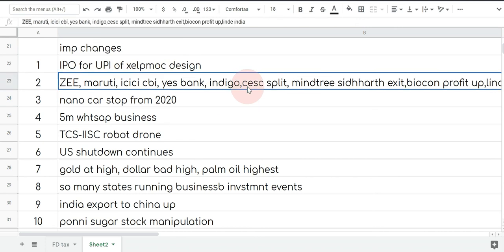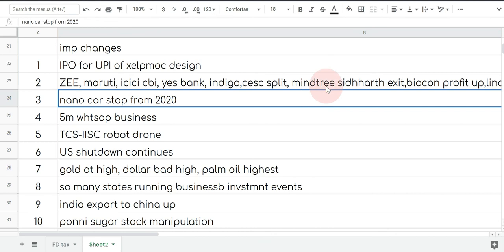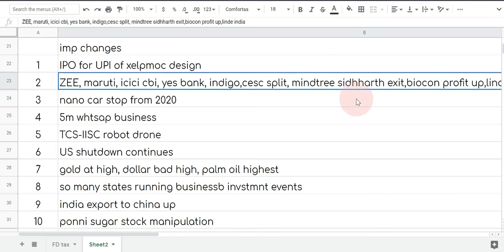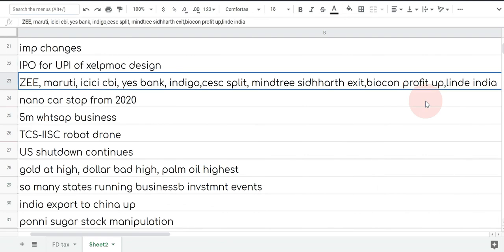Then CESC stock split, though it moved downward even after value finding through the split of the stock into CESC and Spencer's Retail, etc. Then Mindtree's founder and owner, Mr. Siddharth, who owns around 21% of the stock, is trying to exit Mindtree. That was a big development, and they are searching for a better partner to avoid any hostile relations with competitors. Then Biocon's profit jumped significantly, around 1 to 2 times compared to last time, due to its biologics move, a positive move for Biocon.